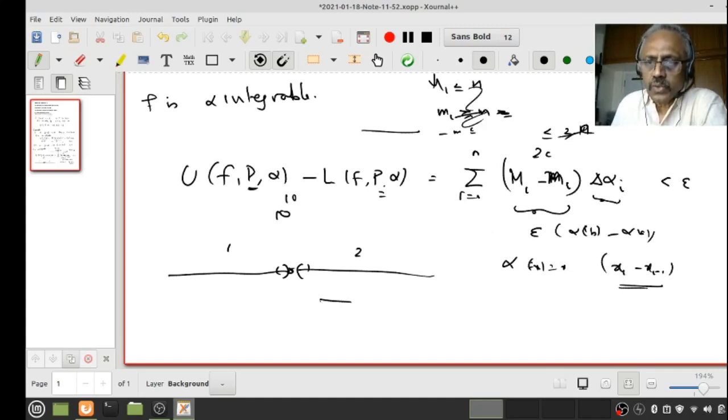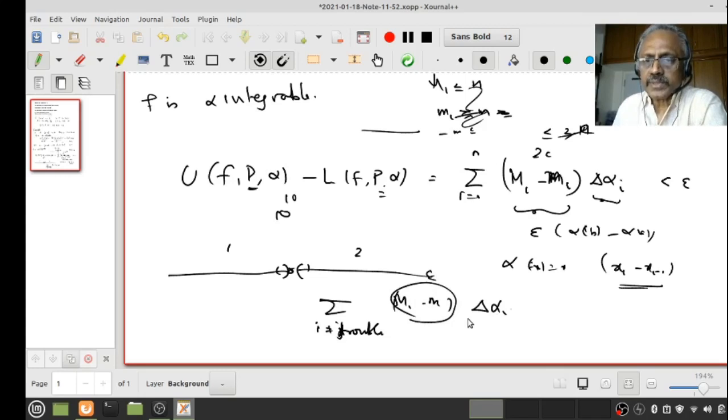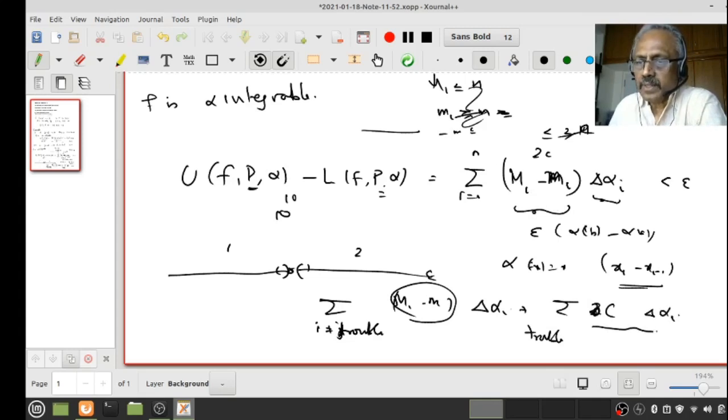So you break it into two sums. Okay, i not equal to troublesome, then Mi minus mi times delta alpha i. Okay, this can be controlled because this will be less than epsilon, therefore telescopic. Then these are troublesome. Okay, this will be bounded by something like c, or 2c if you want, times delta alpha i. So I want this to be less than epsilon. Then what do I do?